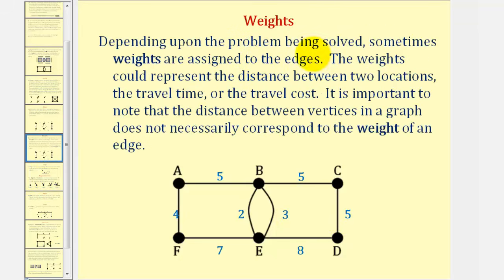Now, depending on the problem being solved, sometimes weights are assigned to the edges. The weights could represent the distance between two locations, the travel time, or the travel cost, or several other possibilities. It is important to note that the distance between the vertices in a graph does not necessarily correspond to the weight of an edge. So looking at our graph here, notice how edge AF and edge CD are the same length, but their weights are different. So graphs do not have to be drawn to scale. So it's important that we pay attention to the weights of the edges when they're given.